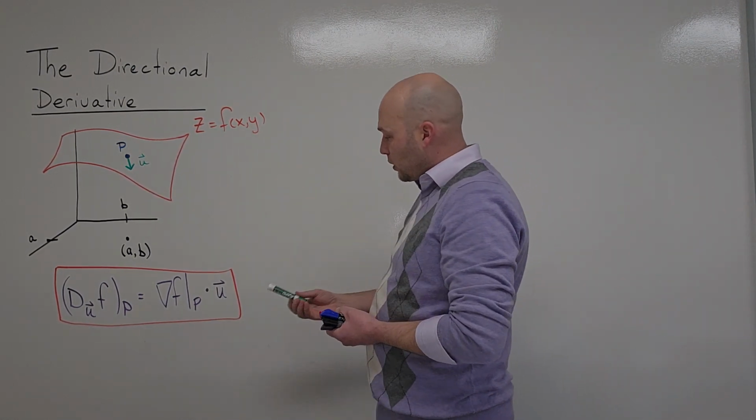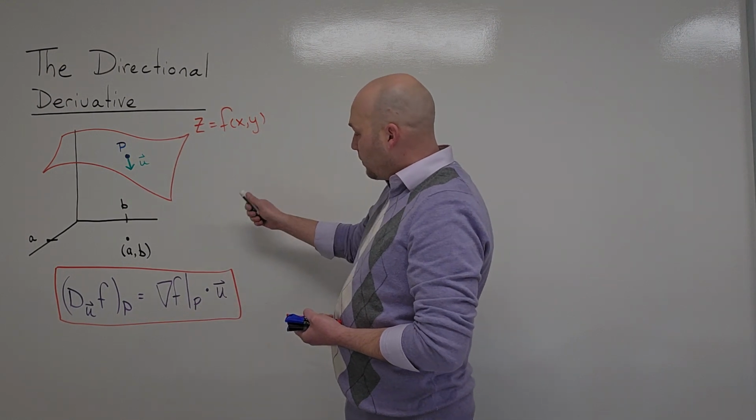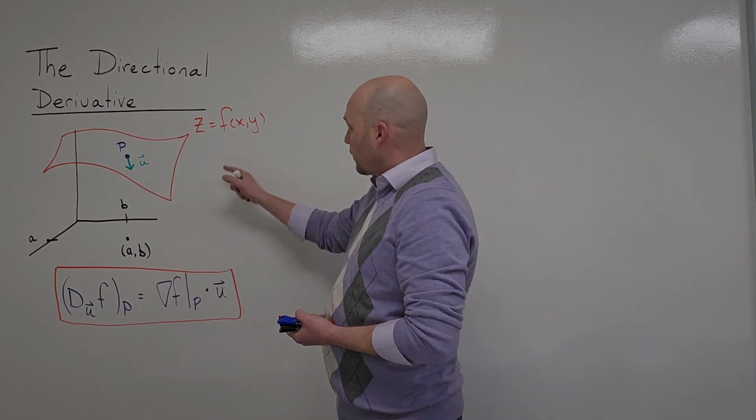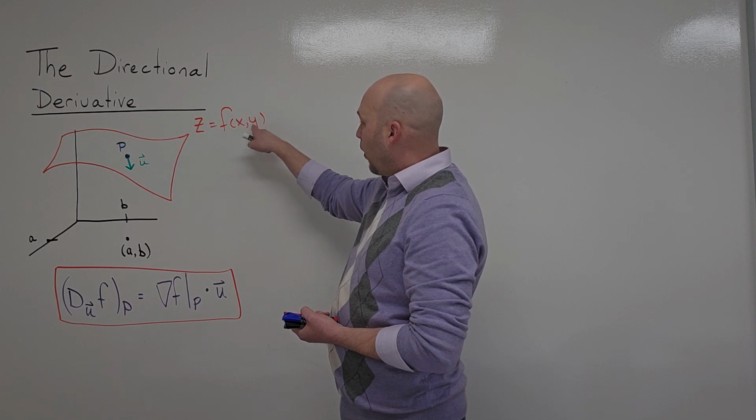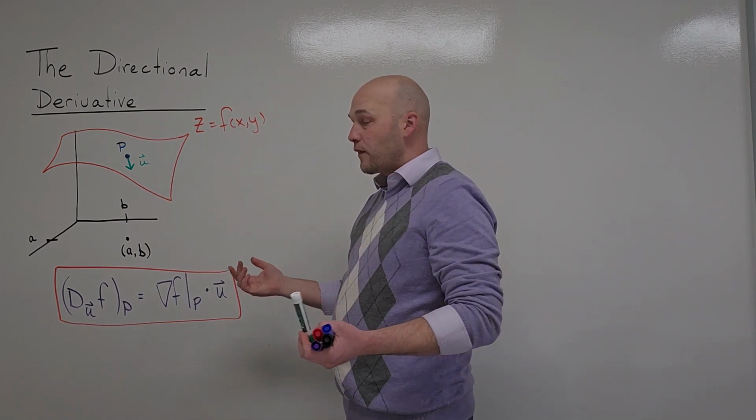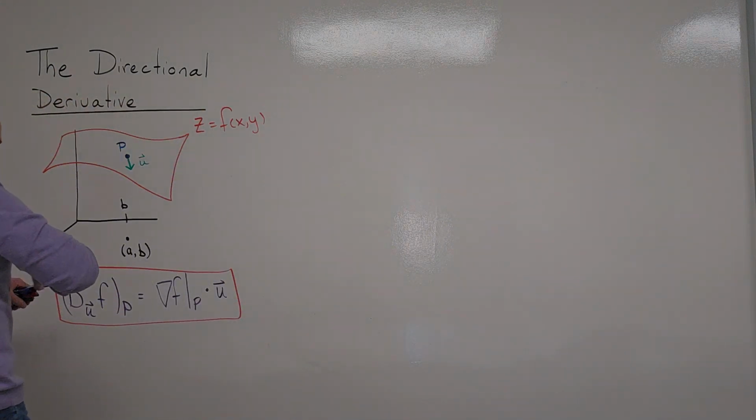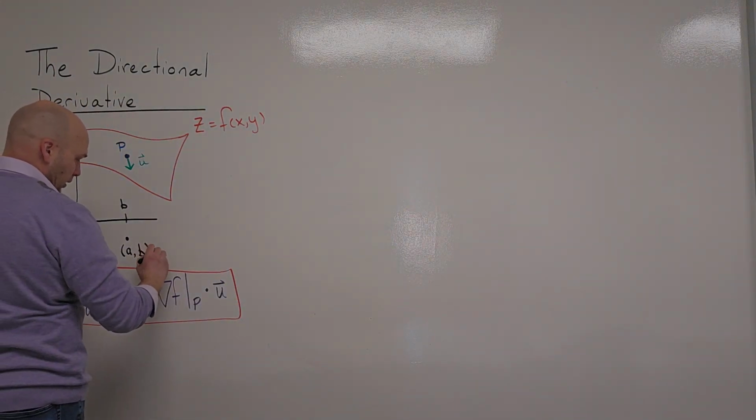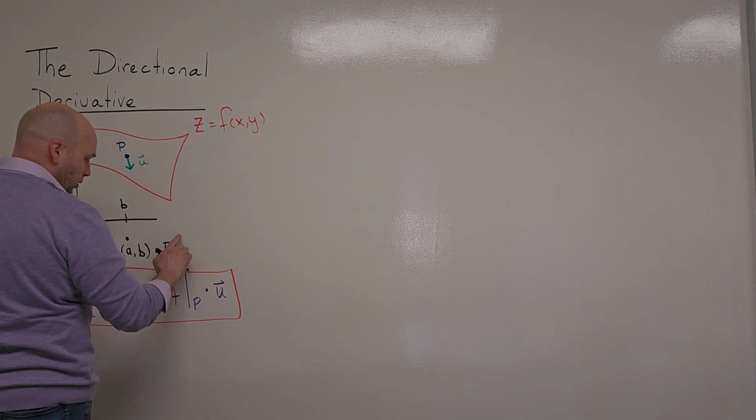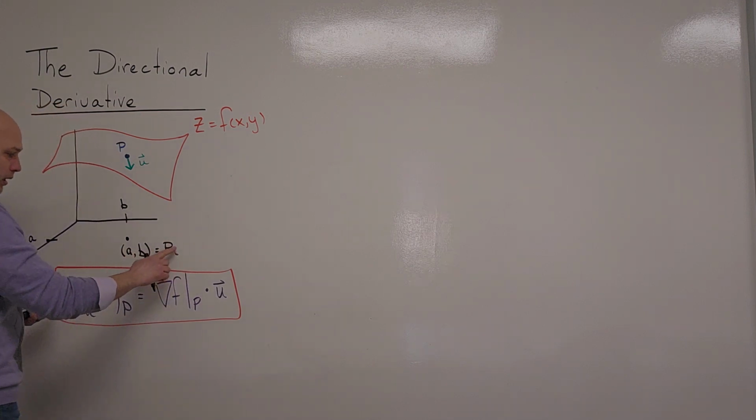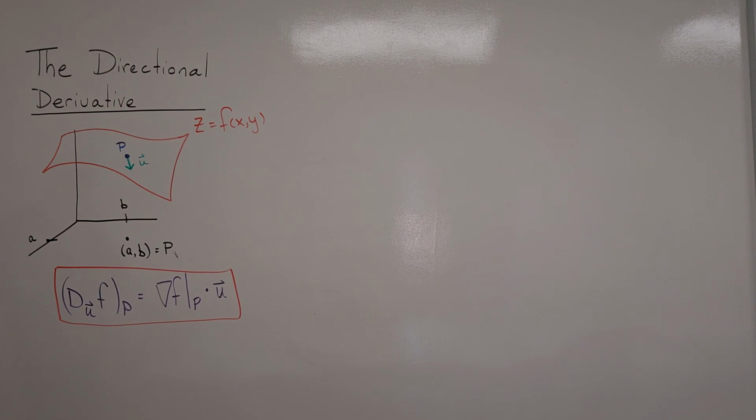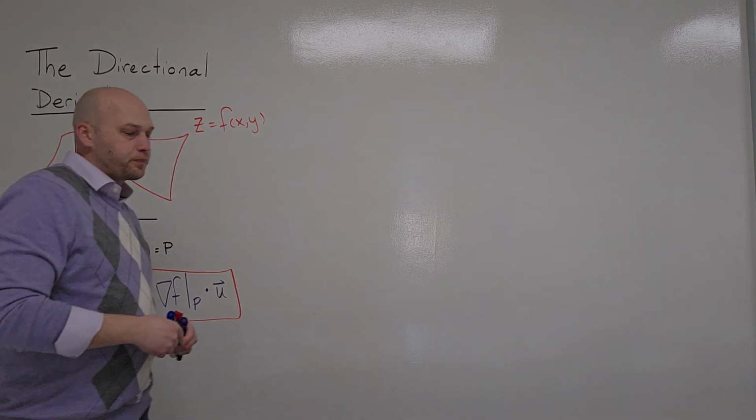I'm also using P over here as an input for the gradient of the function. The function has inputs x and y, which means that the gradient has inputs x and y. So I'm also using the point P to denote the input A, B. Based on the context, it should be clear whether I'm referring to the point on the surface or the point in the xy plane.